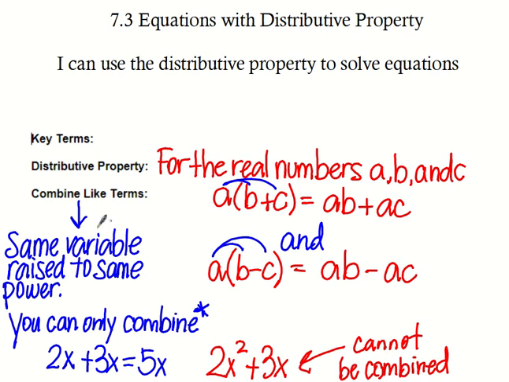So it says combining like terms: same variable raised to the same power. You can only combine those. So we've got 2x plus 3x. See how these are both x's? They equal 5x. But x squared and x are not the same. We cannot combine these. Okay, so this is what we've been working on recently: when they're on the same side and they're the same term, we can combine them. Okay, this is kind of what we're talking about.